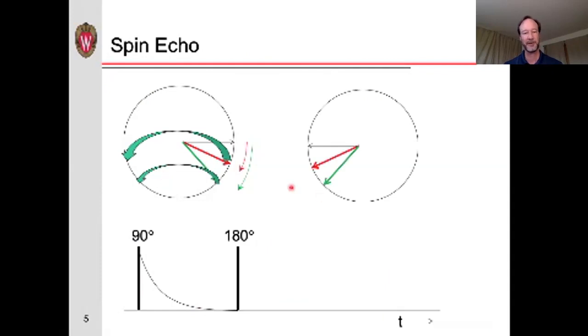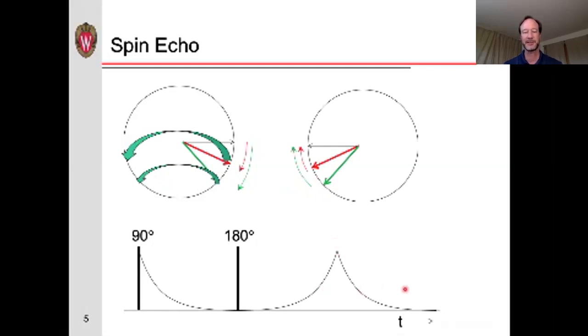And now we turn off that 180-degree pulse, and the green one is still sitting in a slightly higher magnetic field, so it's going to be precessing around the main magnetic field a little bit faster, and the red one a little bit slower. And so after a certain period of time, the signal starts to increase again, and the spins refocus and form what we call this echo here.